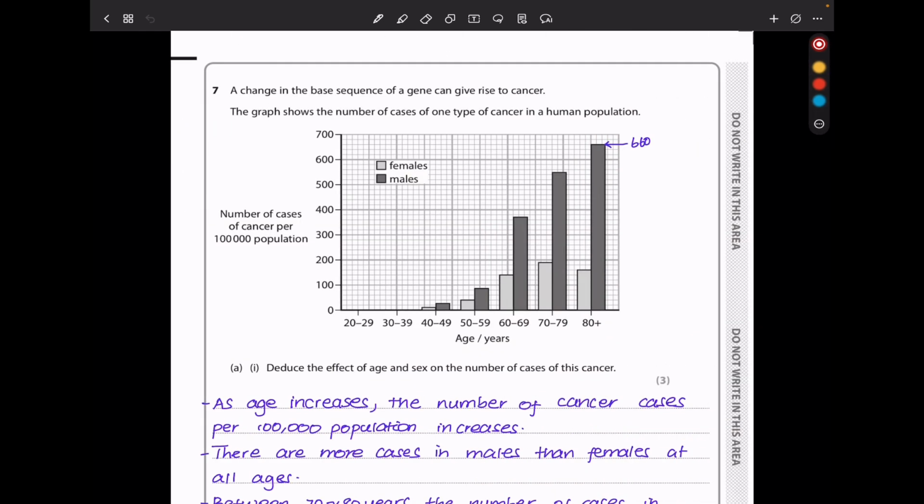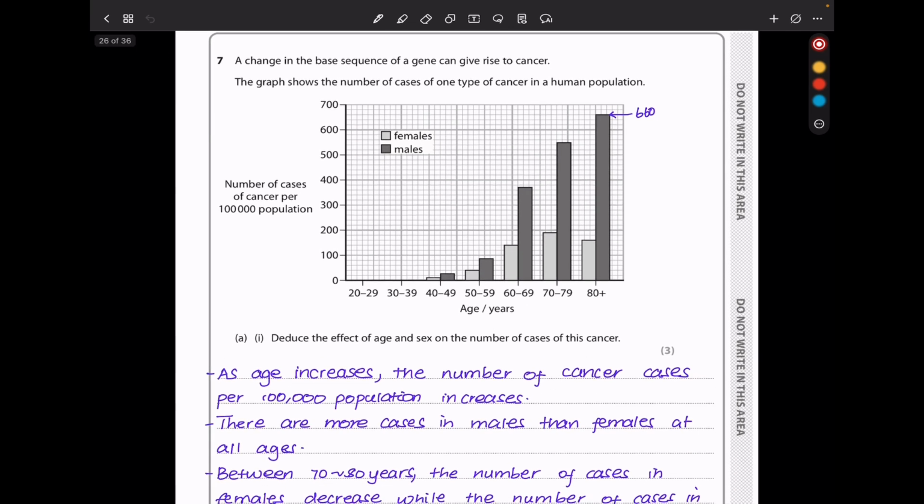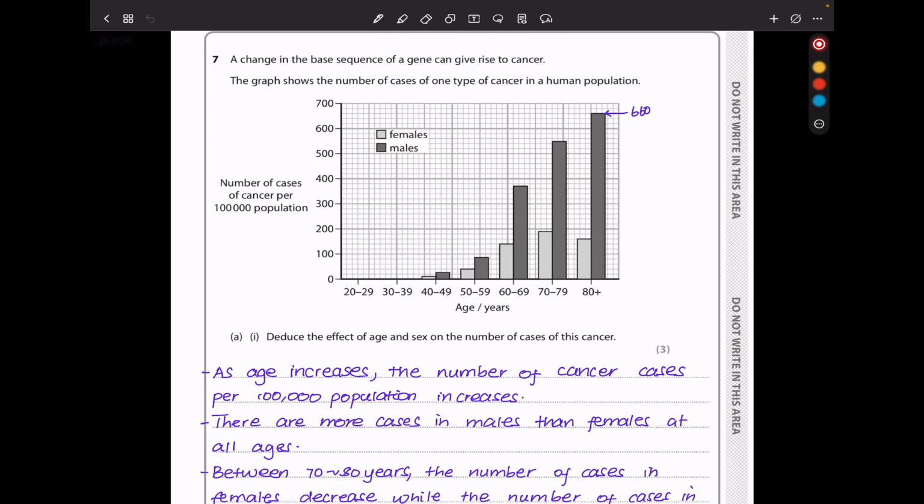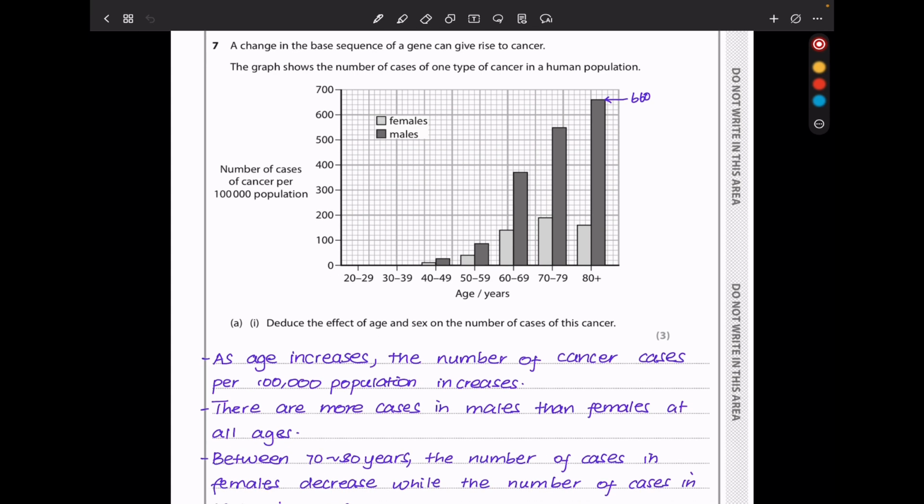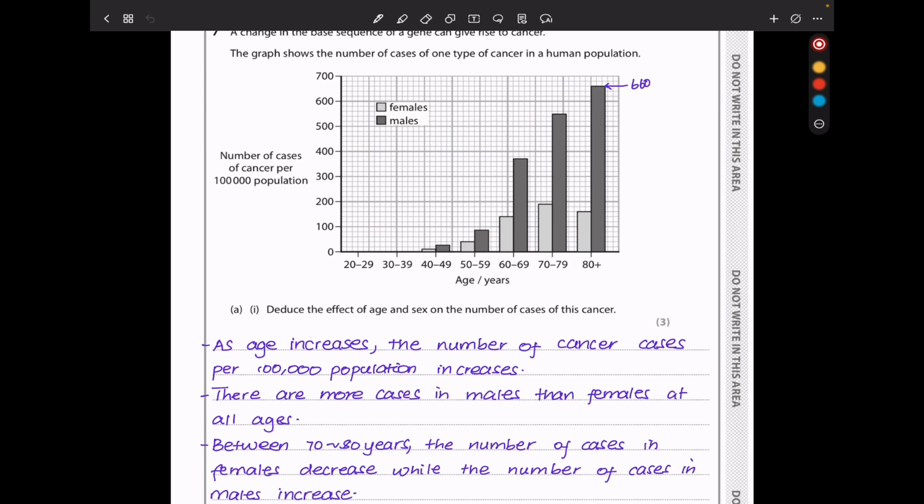In question 7, a change in the base sequence of a gene can give rise to cancer. The graph shows the number of cases of one type of cancer in a human population. On the vertical axis, we have the number of cases of cancer per 100,000 population. And then on the horizontal axis, we have age. They've given us data for males as well as females. And we can see there are more cases of cancer in males at all ages in comparison to females.